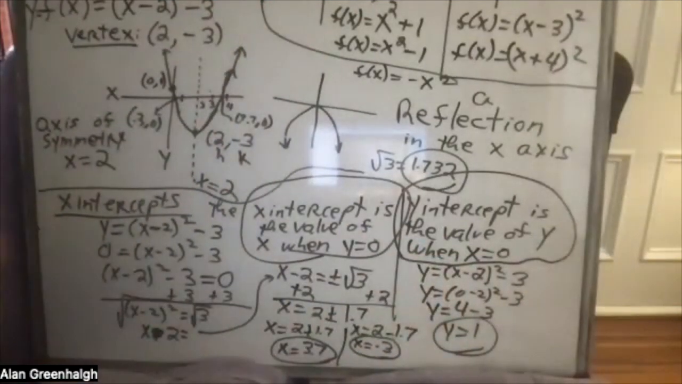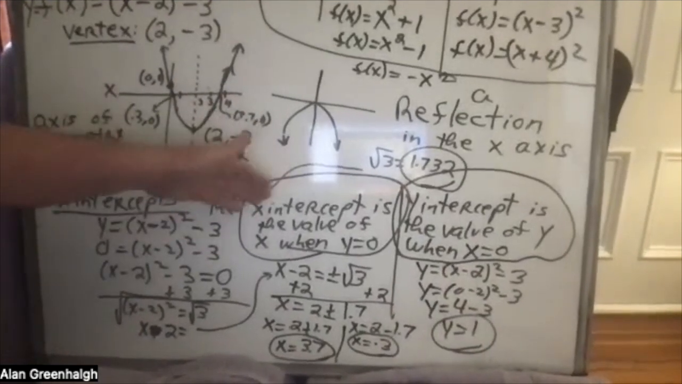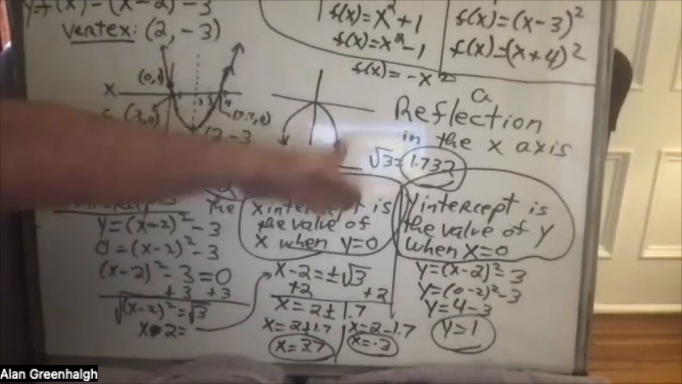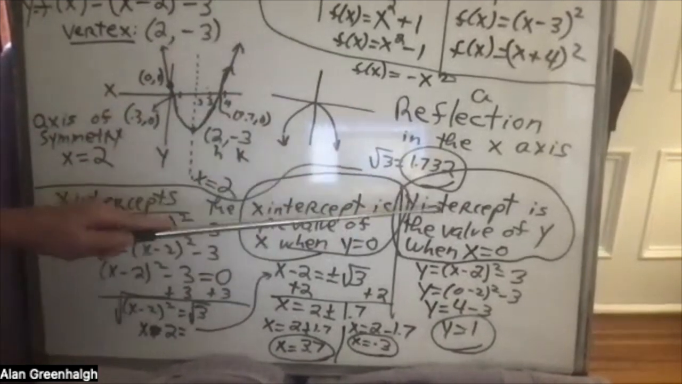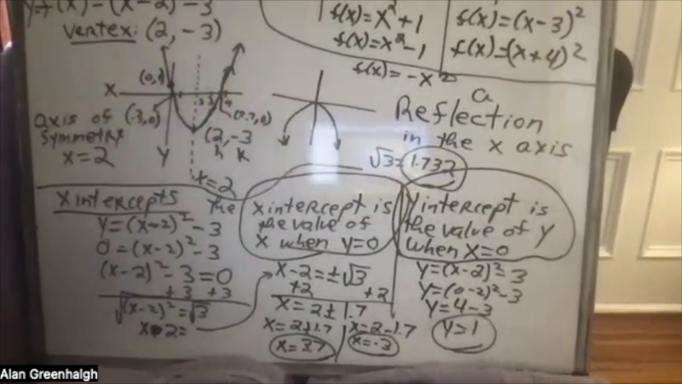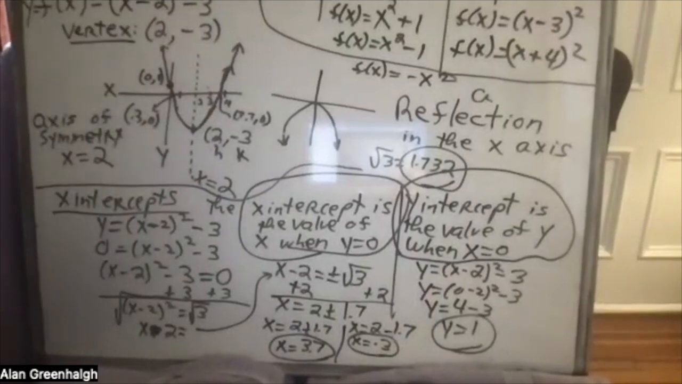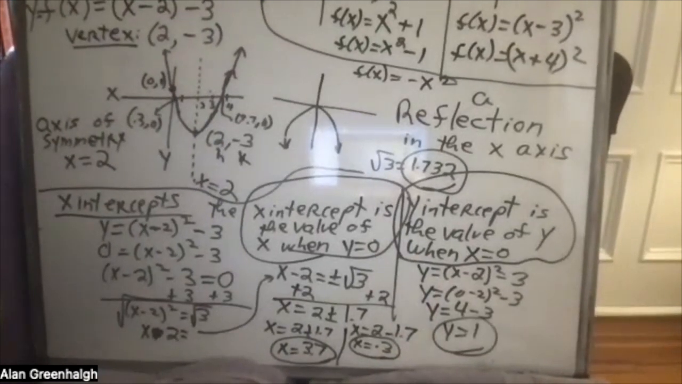What Allison helped us with before were rules. The x-intercept, the rule is the x-intercept is the value of x when y is 0. The y-intercept is the value of y when x is 0. That's what helped us to graph this thing. Okay? Good question, though. That was a very good question. I like that very, very much.